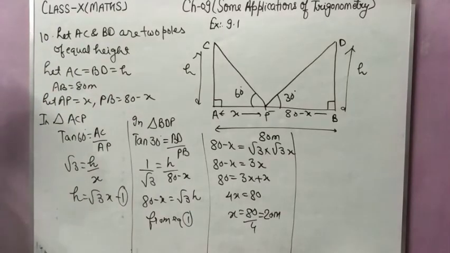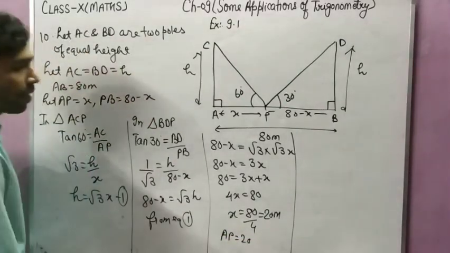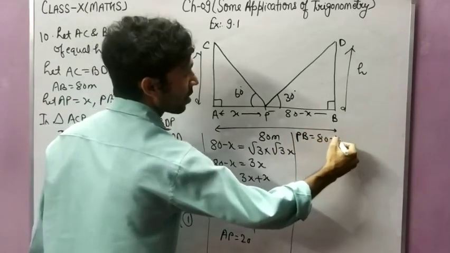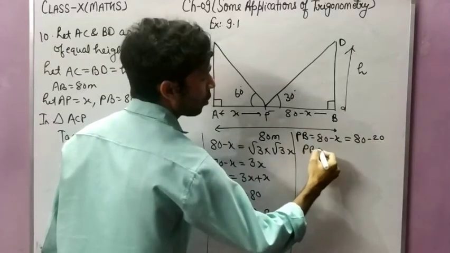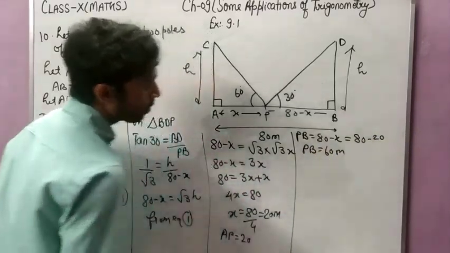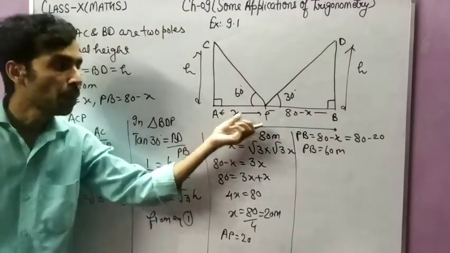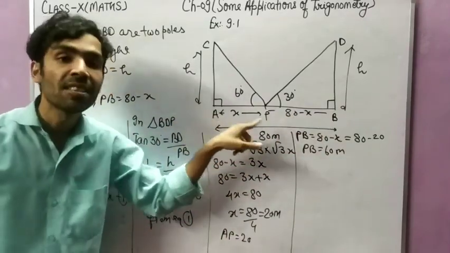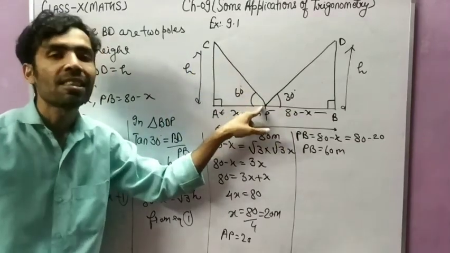So x will be 20 meter. So 20 meter has come out, that is AP, AP is equal to 20 meter. So what will be the value of PB, student? The value of PB will be 80 minus x, so put the value of x, 80 minus 20, so PB is equal to 60 meter. Now you can see that point P is at a distance of 20 meter from A and 60 meter from B. So this shows that point P is near A, and that is why the angle of elevation is greater, and P is far from B, therefore the angle of elevation is smaller.